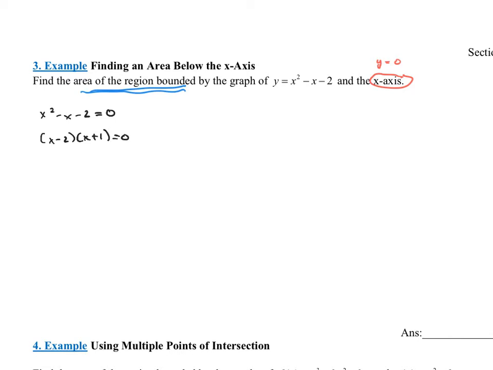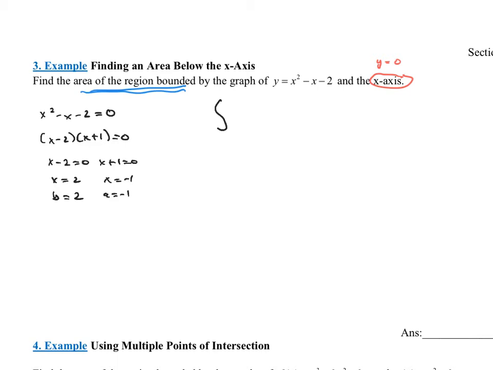I'm going to always double check when I factor. I'd have x squared plus x minus 2x, which would give me my minus x minus 2, so I did factor properly. I have x minus 2 equals 0, which gives me x equals 2. I have x plus 1 equals 0, which gives me x equals negative 1. So it seems like my first limit of integration is going to be negative 1. My upper limit of integration is going to be 2.